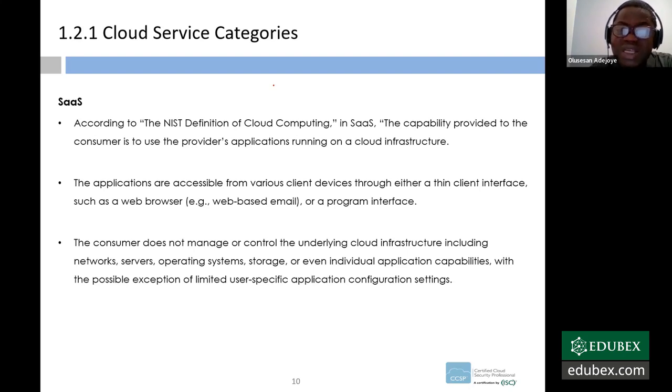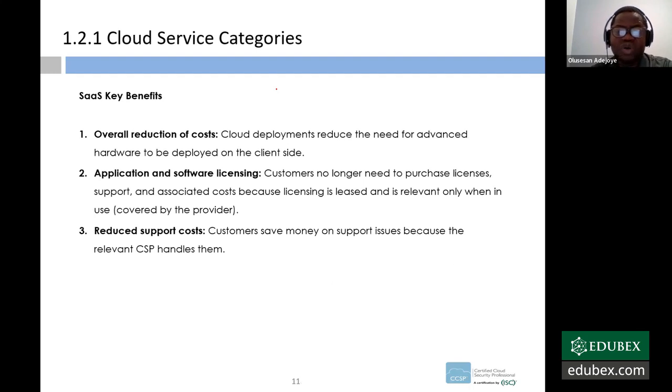So all you need to do is to access it from your various client devices, either through a thin client interface, such as a web browser, or a program interface. So your Zoom, your Google Meets, all those are examples of software as a service, and others that you can find within the market that are used for collaboration, especially for meeting purposes. So your Microsoft Teams, those are examples of software as a service. And you also have Salesforce. They are software as a service. There are so many software as a service depending on the application you are looking for.